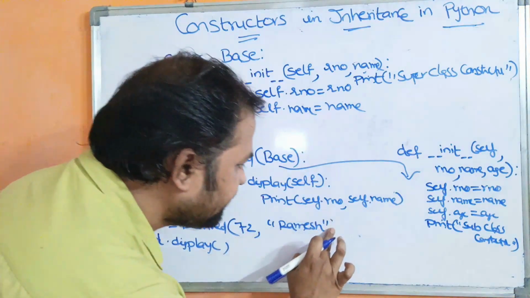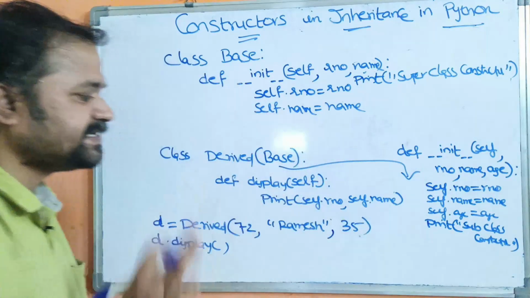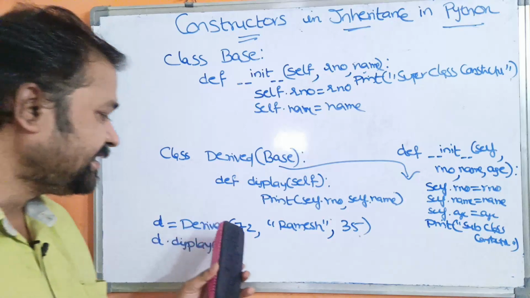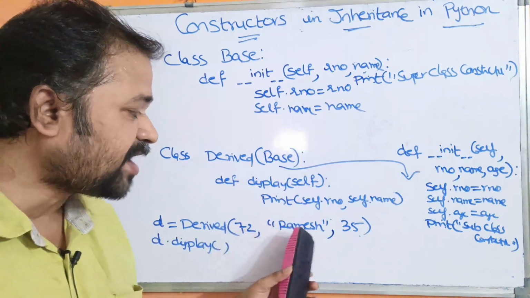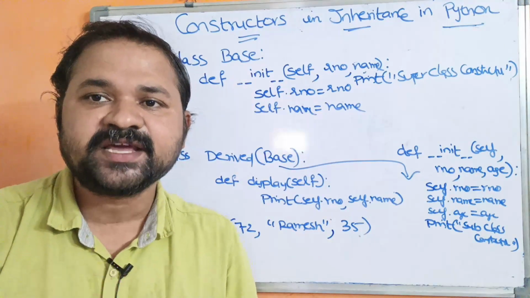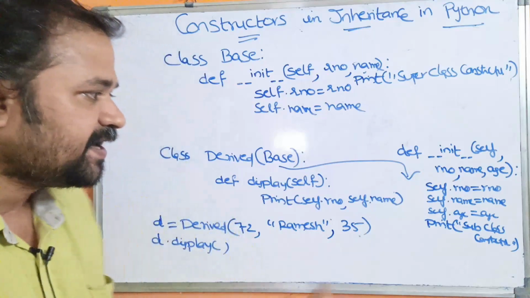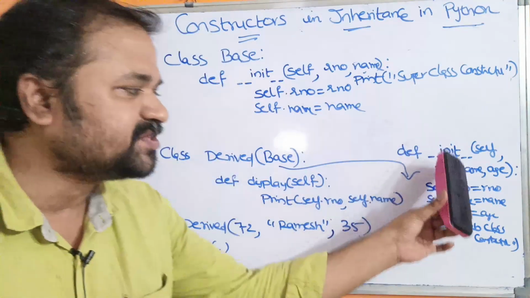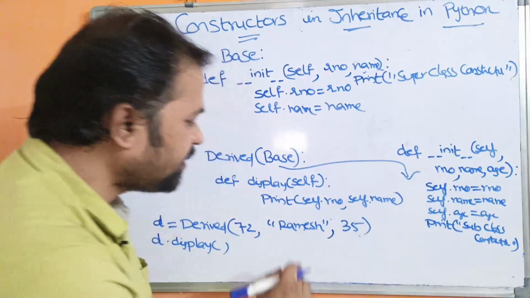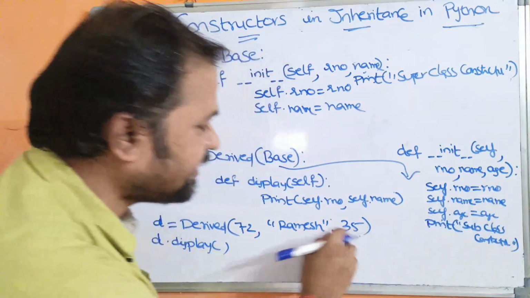Next, in addition to roll number and name, let us pass age. Let age be 35. Now let's see how the program will get executed. D is equal to derived of 72 comma Ramesh comma 35. Whenever an object is created, the derived class constructor will automatically get invoked. So this constructor will be executed. Roll number contains 72, name contains Ramesh, age contains 35.